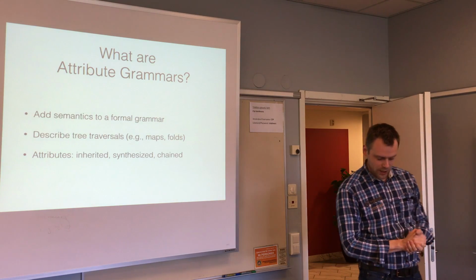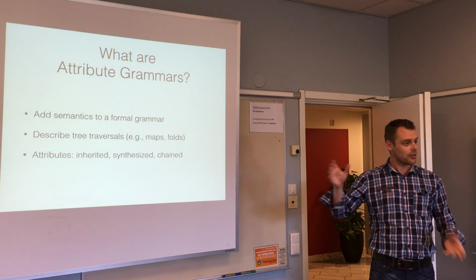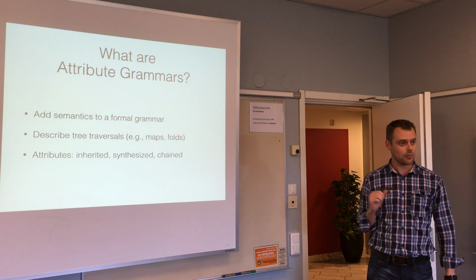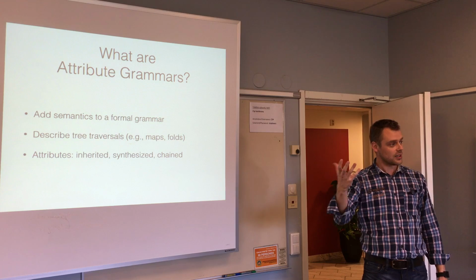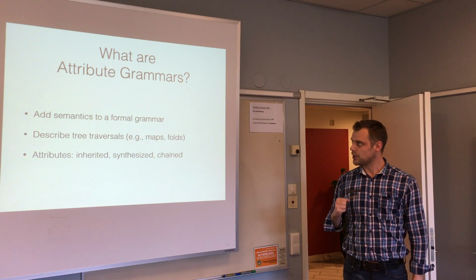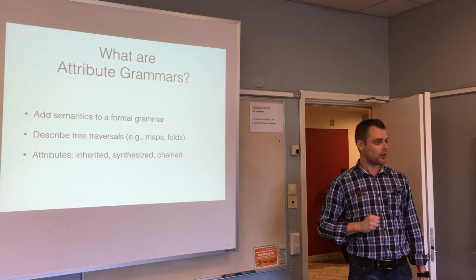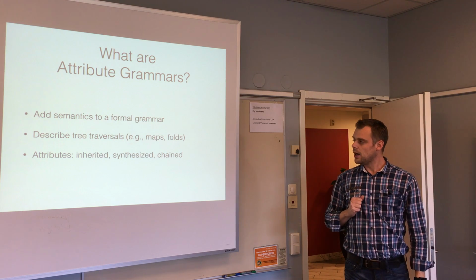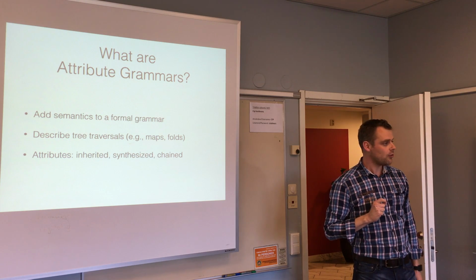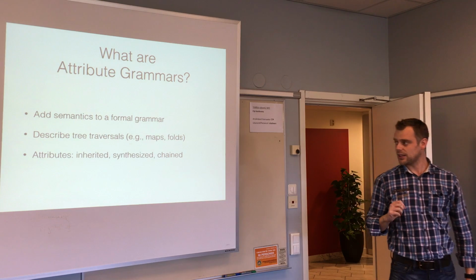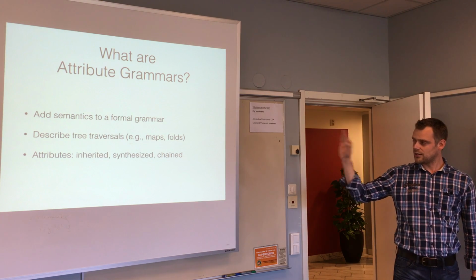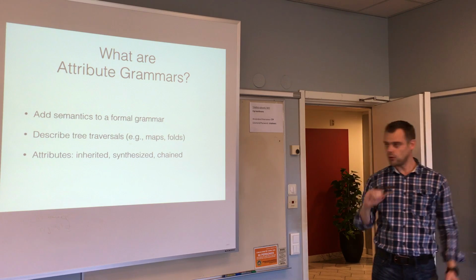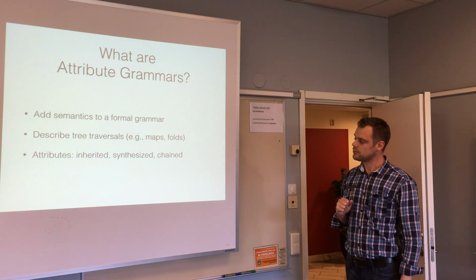So what are attribute grammars? A formal grammar describes the structure, so the syntax of a language, and attribute grammars can be used to define the semantics of a language. So we can annotate a formal grammar with attributes that we're interested in. A different way of looking at attribute grammars is that they are descriptions of tree traversals, large folds and maps.